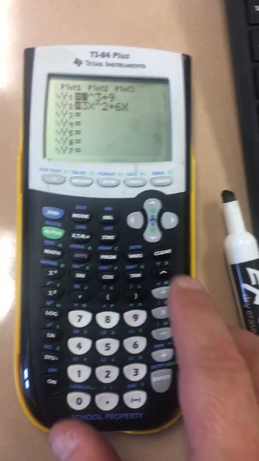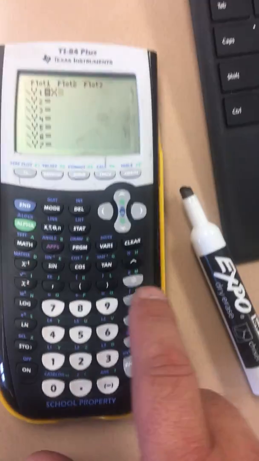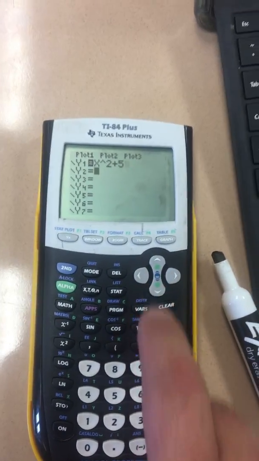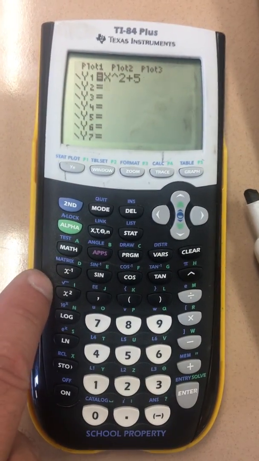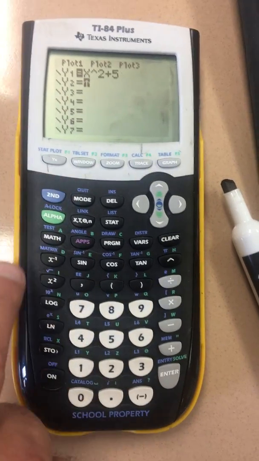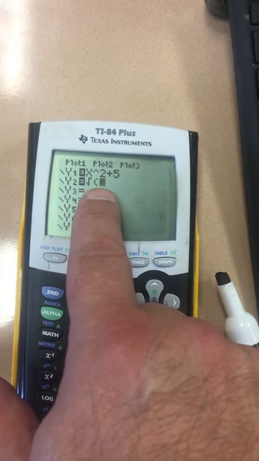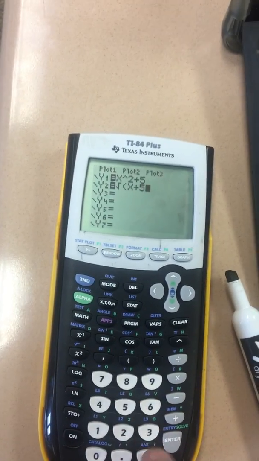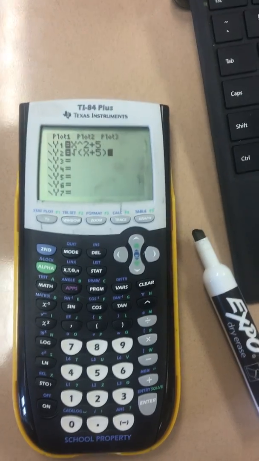So I'm going to clear out my previous problem. Just get it there, hit clear, go down, hit clear. And I need x squared plus 5, x caret 2 for x squared plus 5. Go down 1. Okay, now the square root is in blue over here underneath the x squared key. So I'm going to hit second, square root. And notice how it gives me a square root on the screen with a parenthesis. Everything I want in the square root has got to go inside the parentheses, and I'm going to close that right there. So that's the square root of x plus 5.